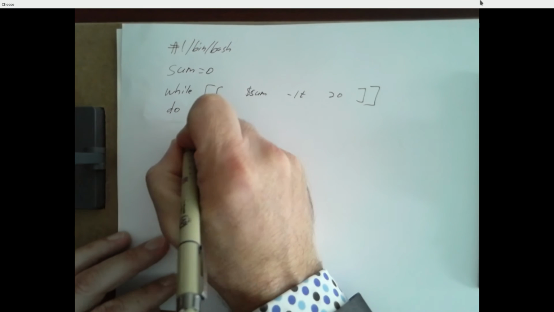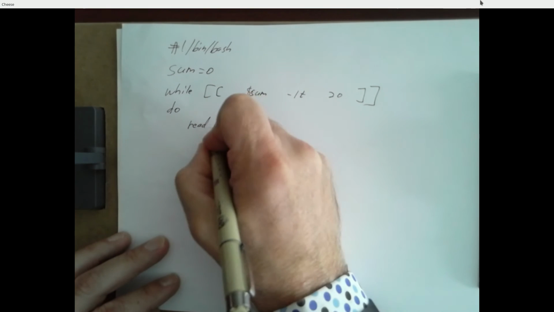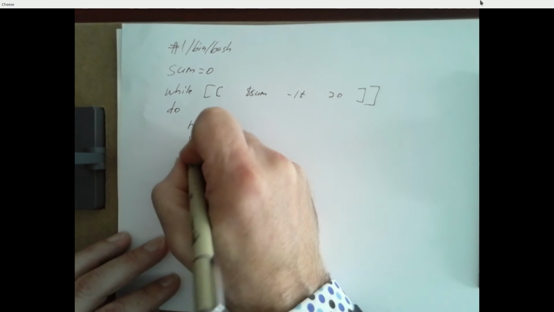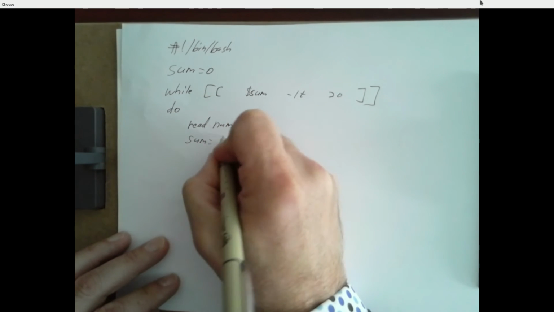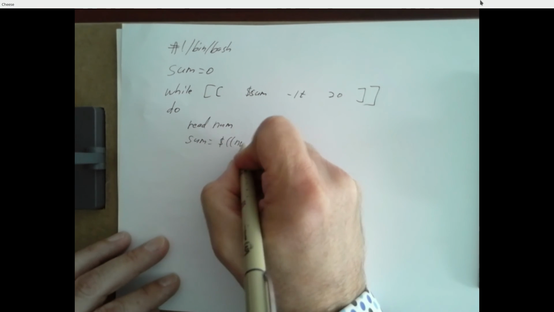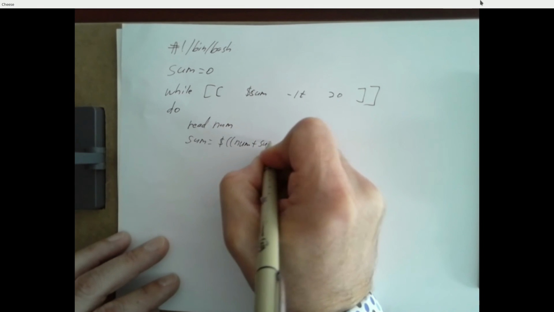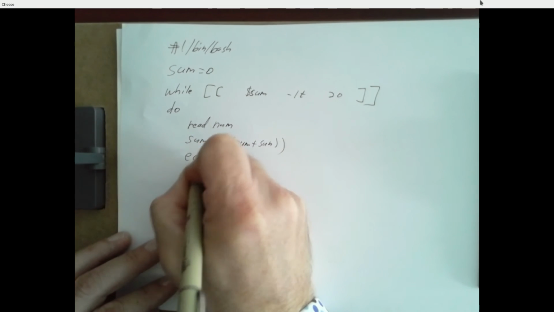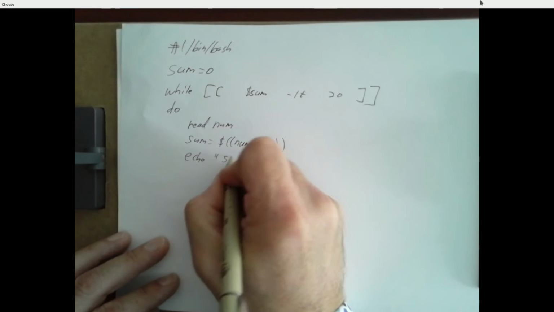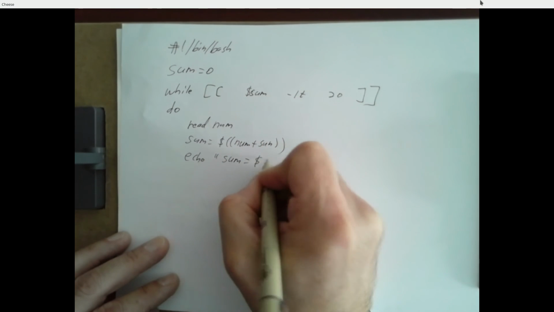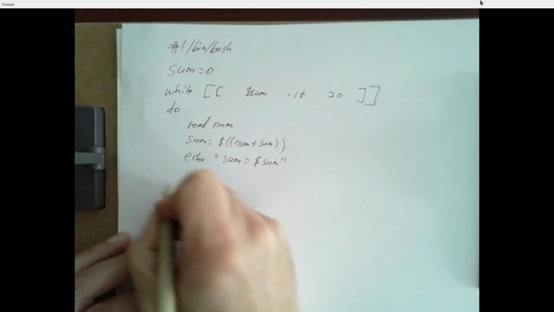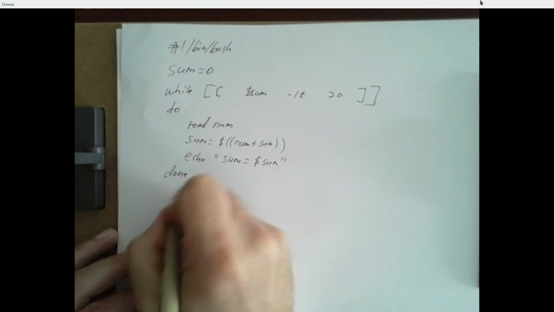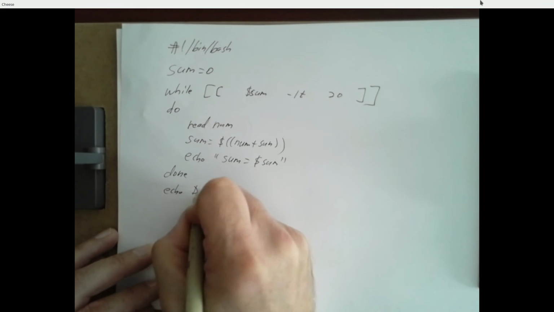sum. So let's say read num, sum equals num plus sum. Echo sum equals $sum. And then when you're done, echo done.